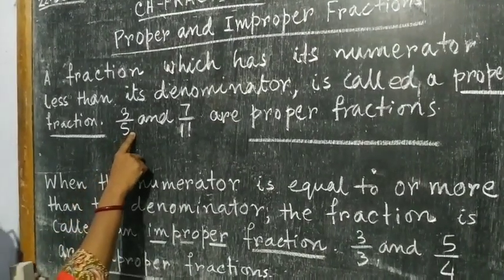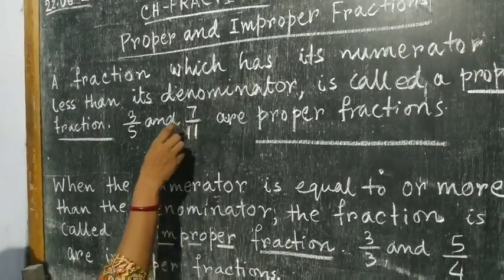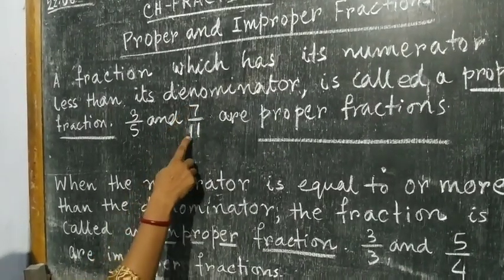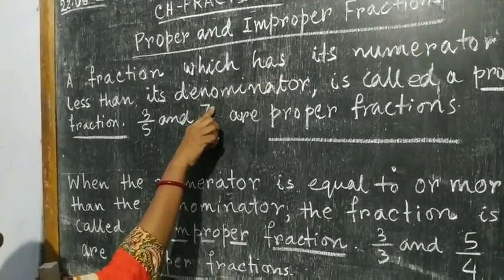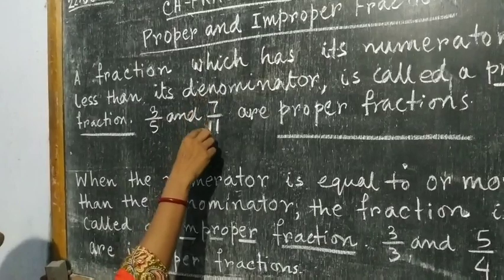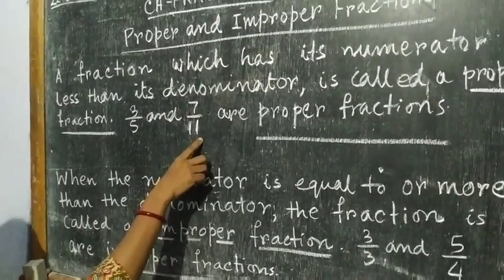Again you see children, another example, 7 by 11. Here also 7 by 11 is a fraction and it has its numerator 7 which is less than its denominator 11. So it is also a proper fraction.